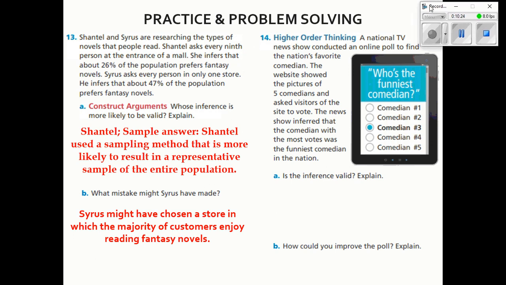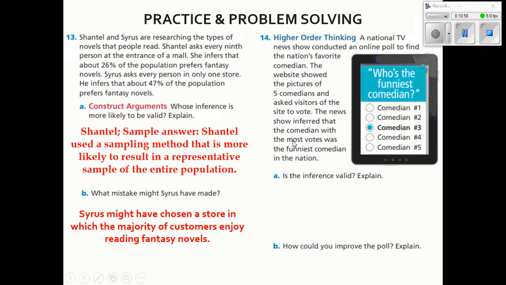All right, let's go to the next one. Higher order thinking. The national TV news shows conducted an online poll to find the nation's favorite comedian. The website showed the picture of 5 comedians and asked visitors of the site to vote. The news show inferred that the comedian with the most votes was the funniest comedian in the nation. So it looks like they picked comedian 3 here. Is the inference valid?